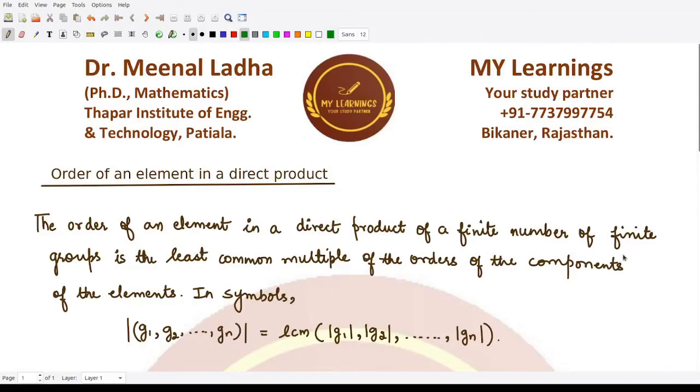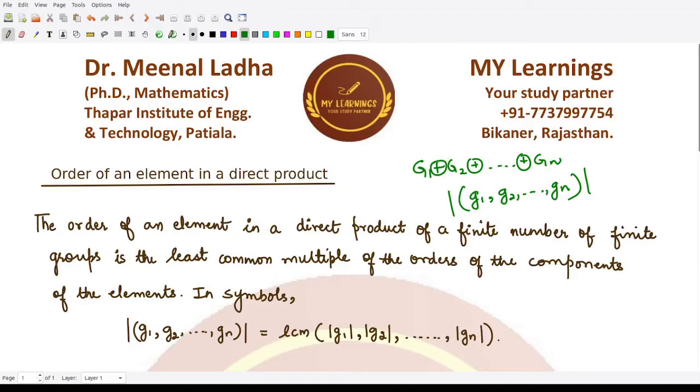In this video we shall be looking at a result which is about the order of an element in the direct product. We have been studying about the direct product of various groups, say G1, G2 up to Gn. So now we are supposing some element from it, say small g1, small g2 up to small gn. This forms an n tuple. Now what would be the order of this element? That is the question which we shall be answering in this video.